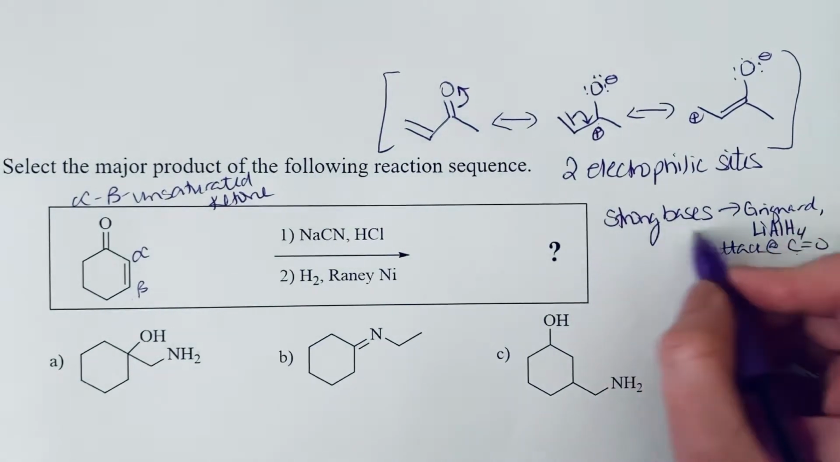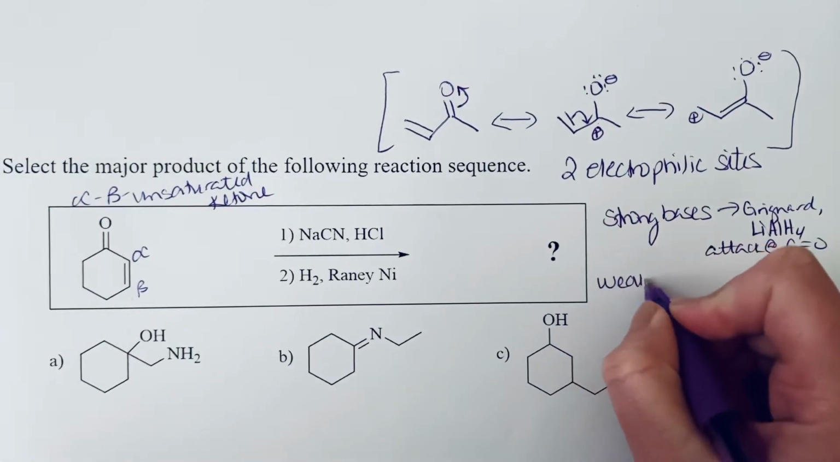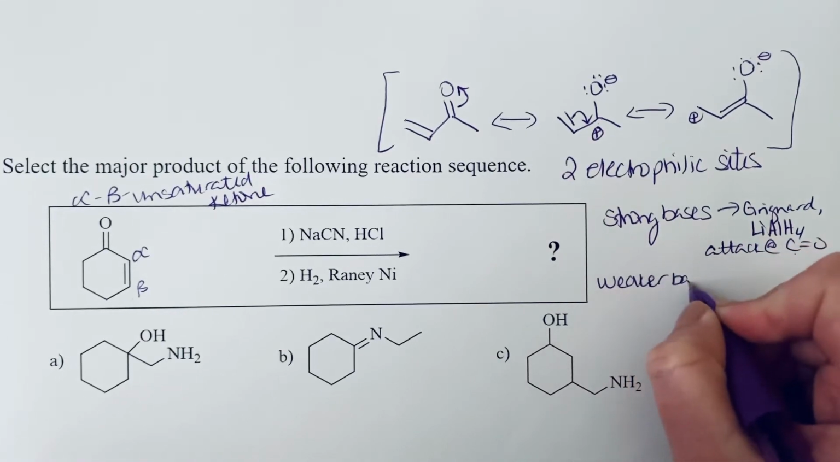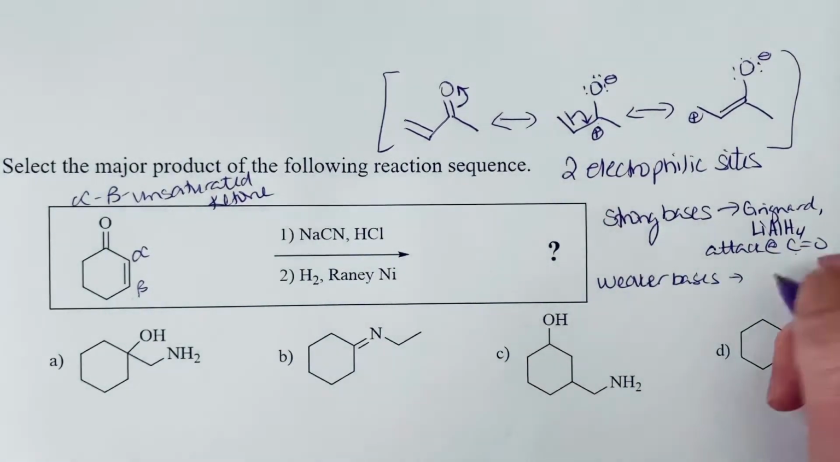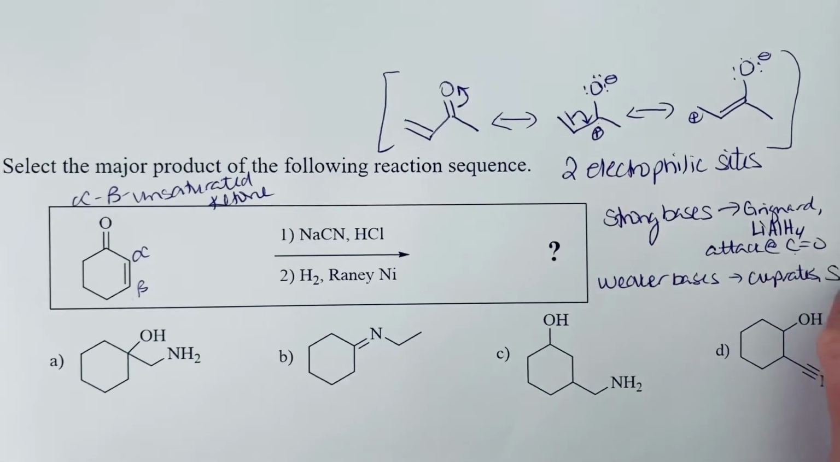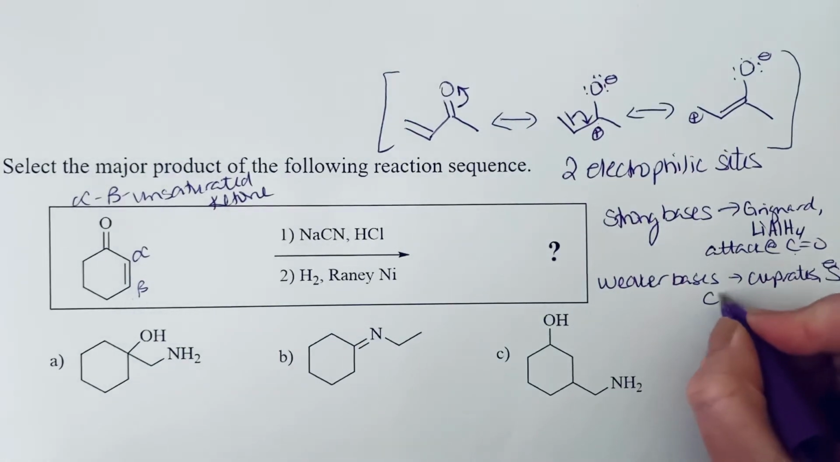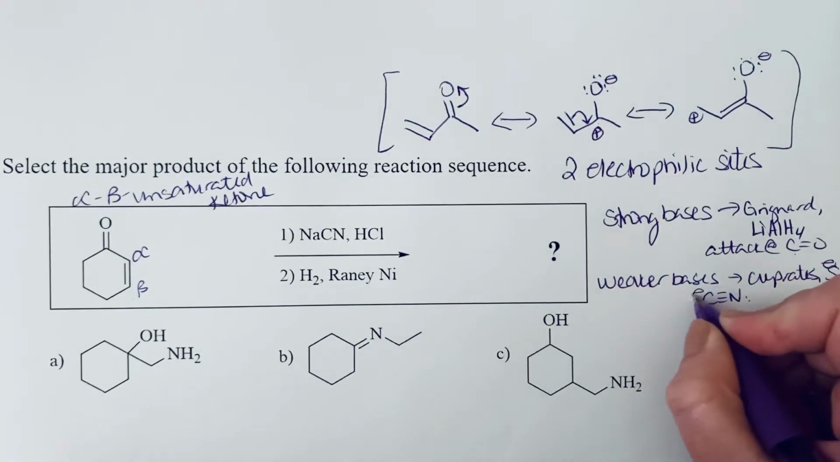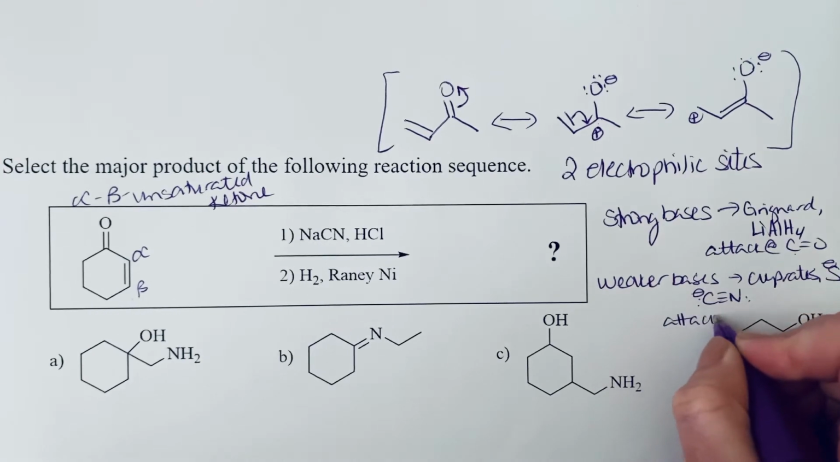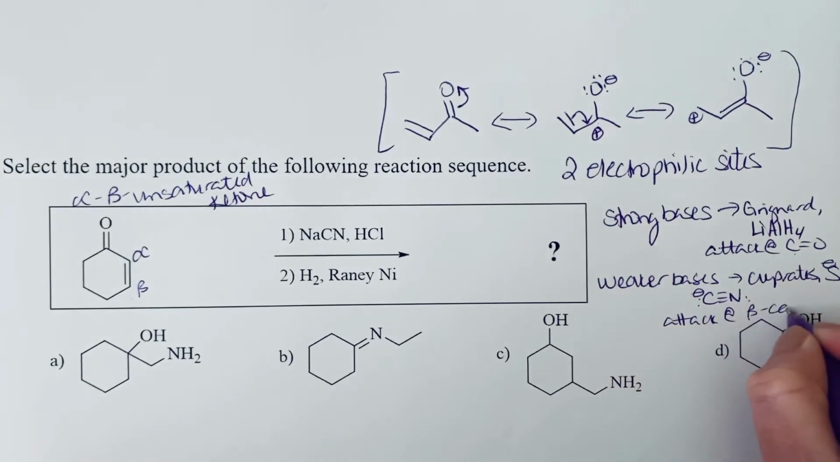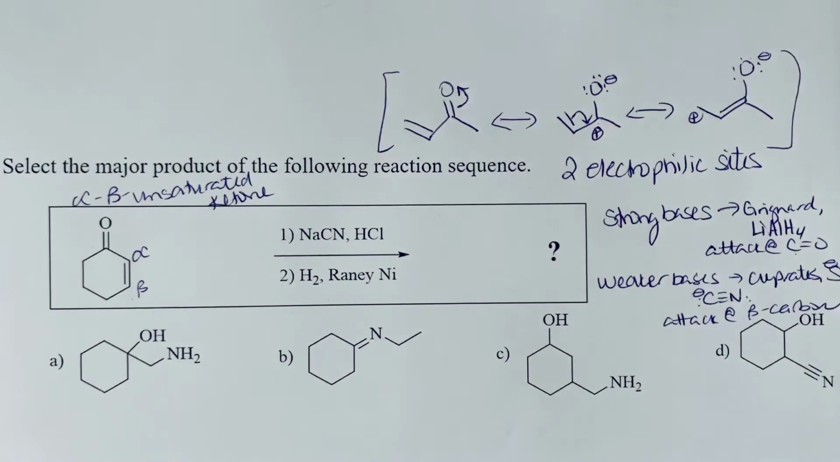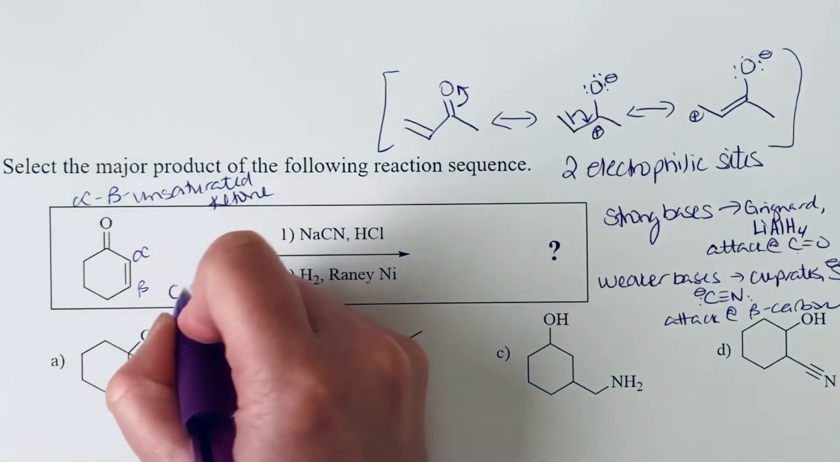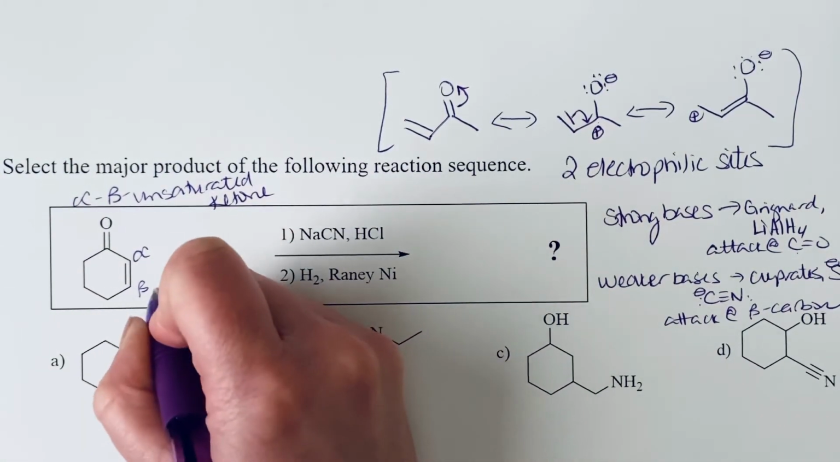Things that are weaker bases, or so-called softer nucleophiles, such as cuprates, sulfur nucleophiles, and cyanide ion, will attack at the beta carbon. And that's what we have here: a cyanide ion. We can show that adding to the beta carbon, and so this is what it's going to do.